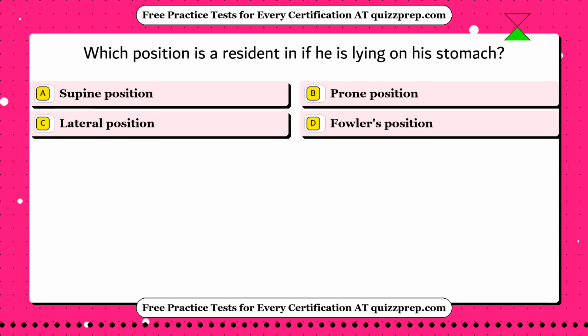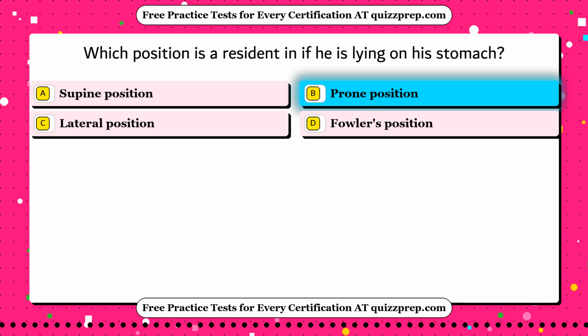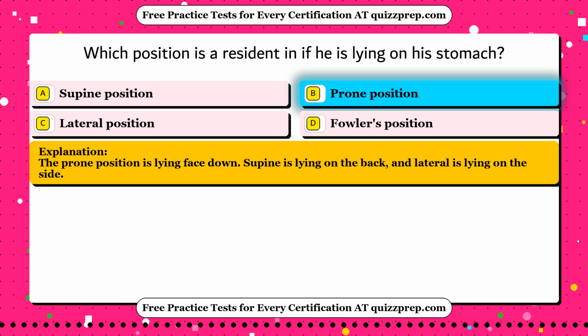Question 75. Which position is a resident in if he is lying on his stomach? Option A, supine position. Option B, prone position. Option C, lateral position. Option D, Fowler's position. The correct answer is option B, prone position. The prone position is lying face down, supine is lying on the back, and lateral is lying on the side.